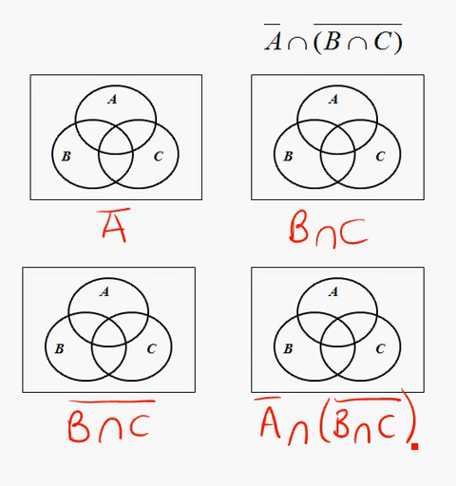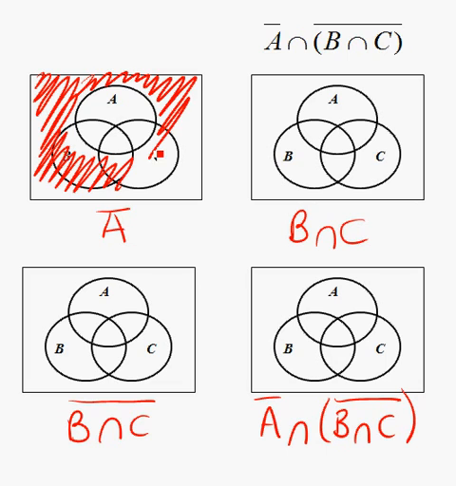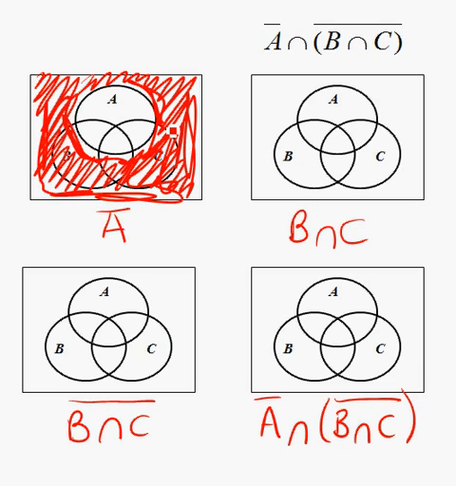Okay, so just shade away. The complement of A is everything outside A, so try to be as neat as possible, but that's more or less what the complement of A is: everything outside A. Get the gist of that. B intersection C is everything which is in B and C, so that means it's the overlap between the two circles, which includes the bit where A overlaps with B and C.